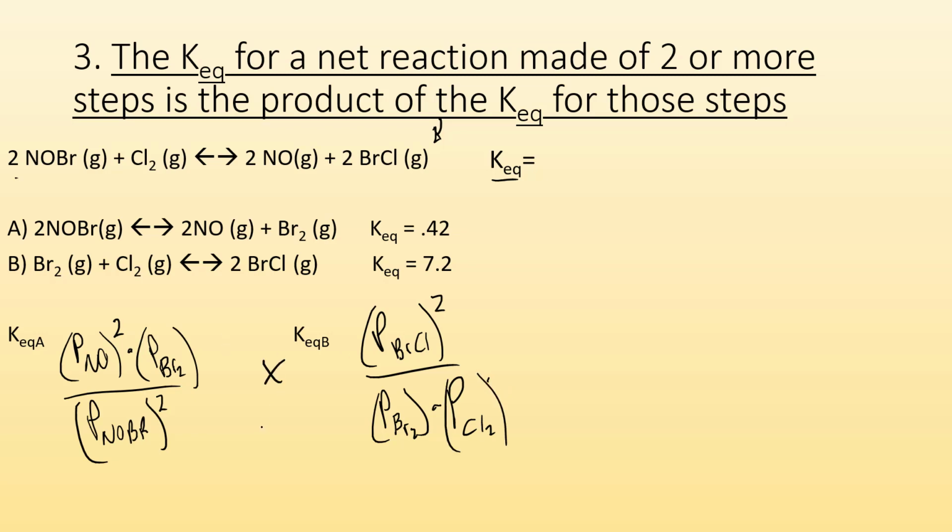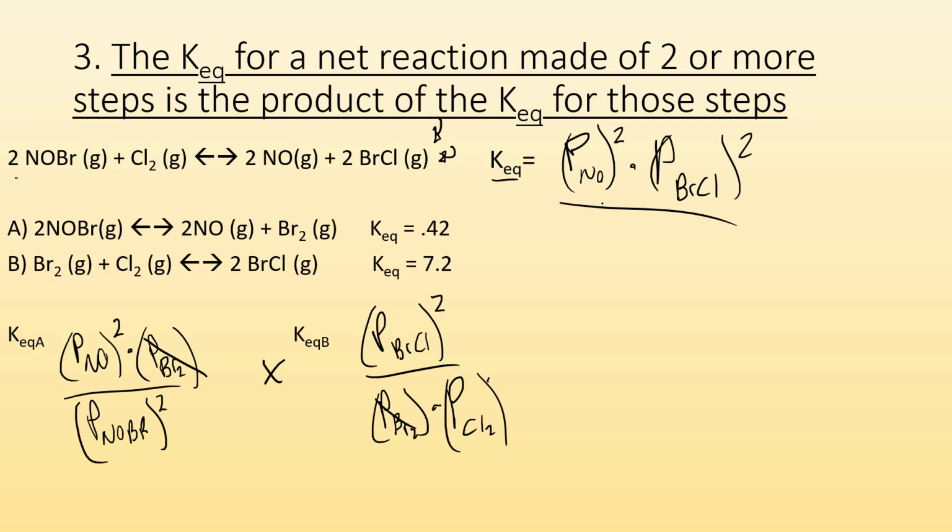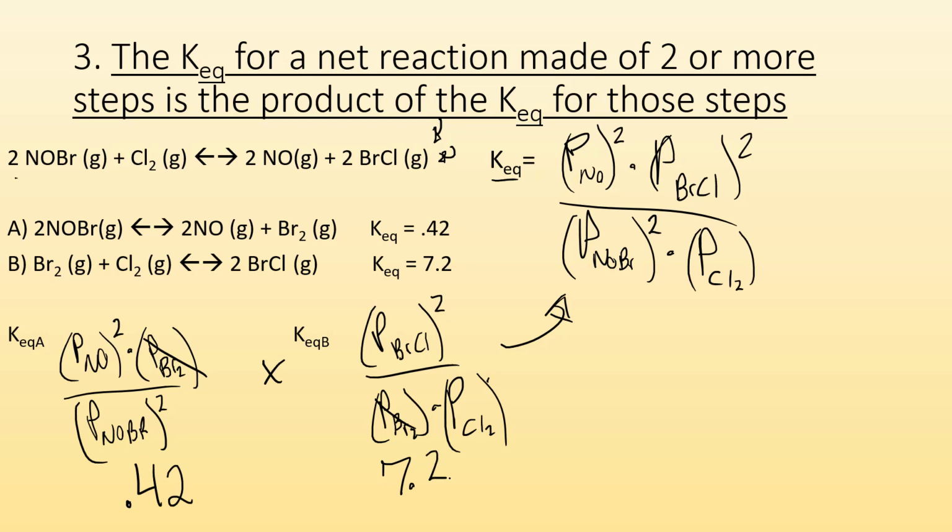So if I were to multiply these two together, you can see that the pressure of Br2 is going to cancel out. And if we take a look at the KEQ expression we would get for the original equation that they're asking about, it's going to be equal to the pressure of NO squared times the pressure of BrCl squared all over the pressure of NOBr squared times the pressure of Cl2. And then, hey, when I multiply these together, I get that very same expression. So I got to multiply the KEQ values together. So this was 0.42, and this value is 7.2, and I didn't do that math already, so give me a second. And I get 3.0. So that would be my final answer.